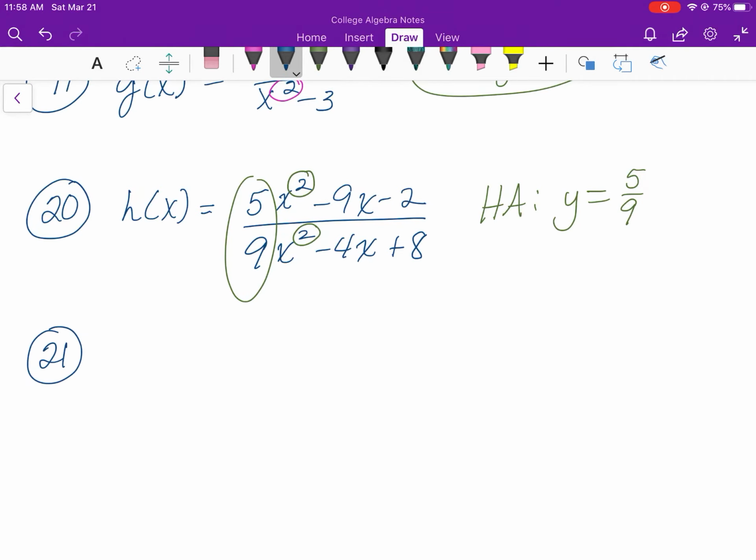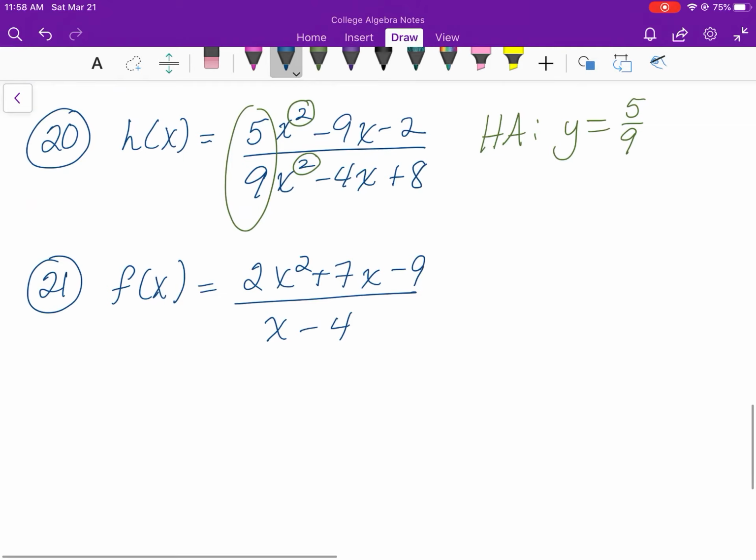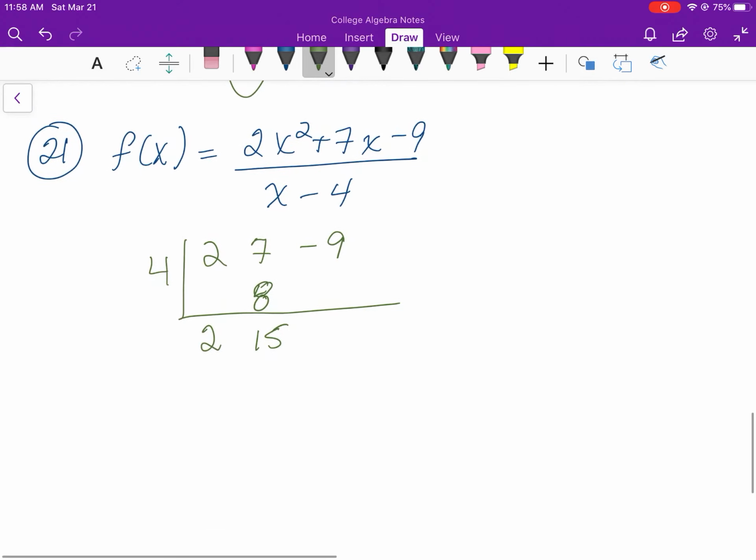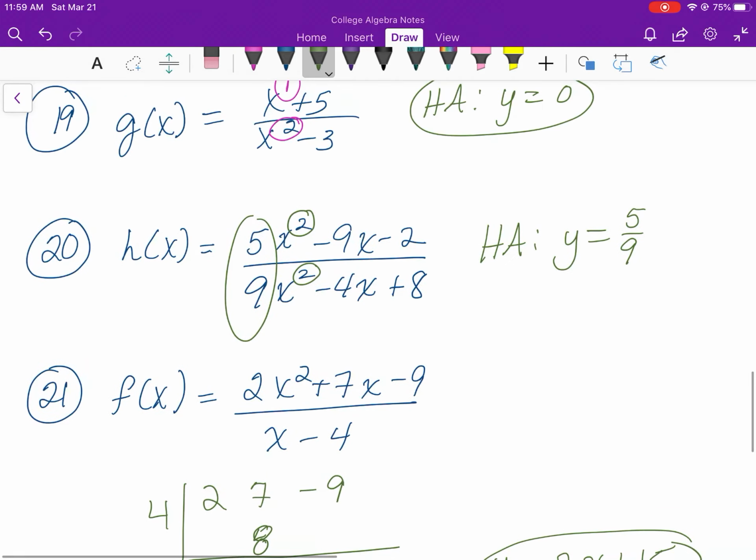Number 21, oblique asymptote. This happens when the degree on the top is greater than the degree on the bottom. To remedy this, I'm going to use synthetic division, or I could do long division. I am not interested in anything else from here. Y equals 2x plus 15. Okay, let's do a quick check of some answers before we move on.